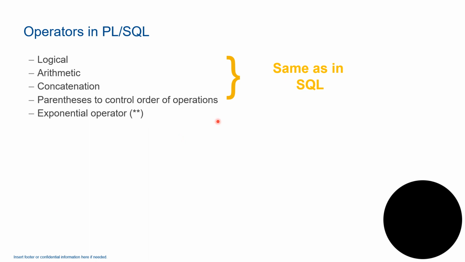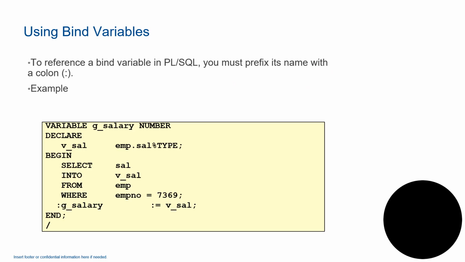Operators in PLSQL are the same as in SQL. We have logical, arithmetic, concatenation, parentheses to control order of operations, and the exponential operator. Using bind variables, as I mentioned before, we can reference a bind variable. It is similar to that; we can represent it with a colon. Here is an example of the bind variable g_salary, which we have assigned as a bind variable.